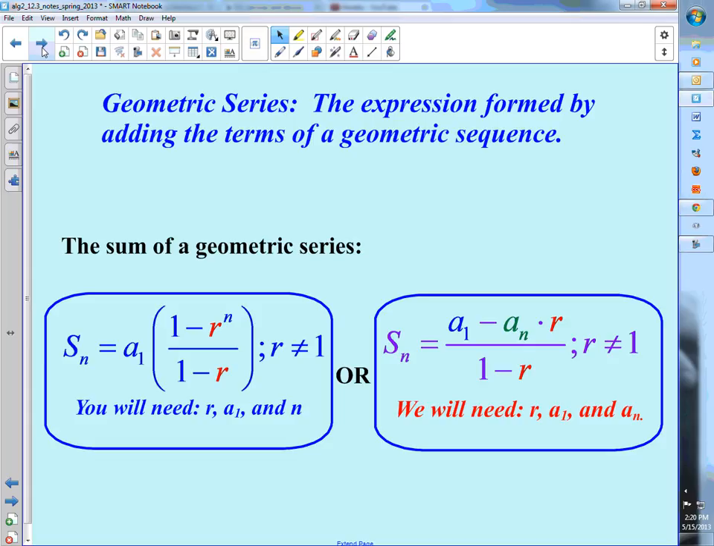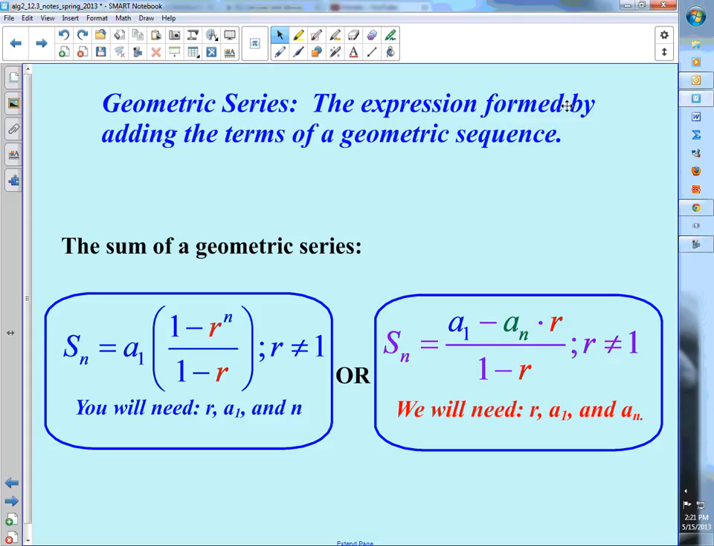So this sum formula is the first term times the quotient of 1 minus r to the n over 1 minus r. And for these, r absolutely cannot be equal to 1. If it was, you would have an undefined sum. When r is equal to 1, we'll deal with that later. This formula requires you to know r, a sub 1, and n.